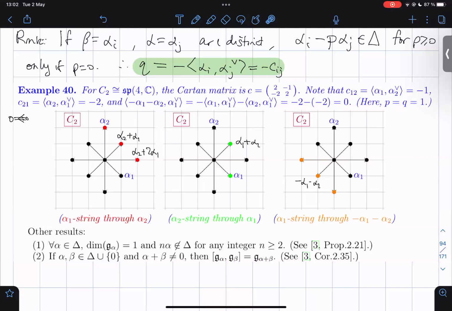I think let's take a break right now. We'll go into the formulation of abstract root systems after the break and draw some more pictures.